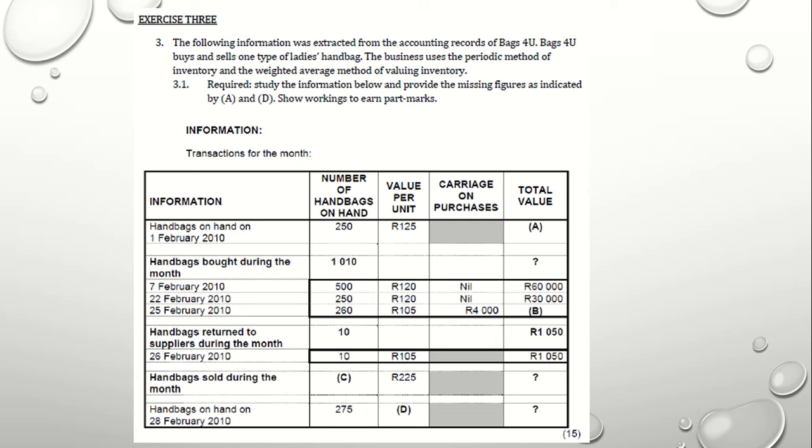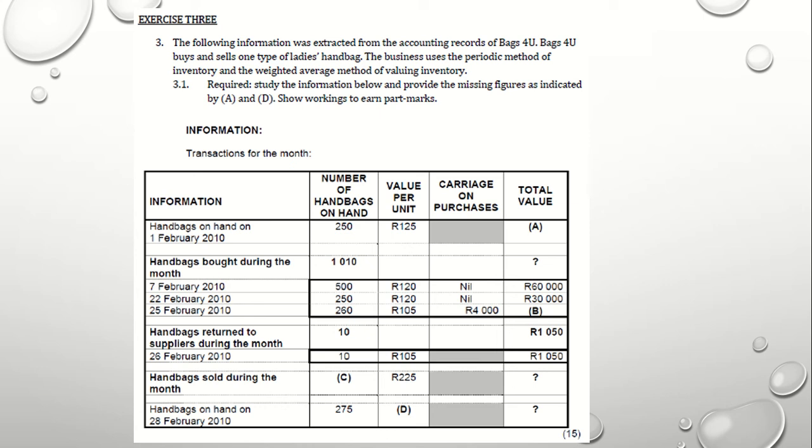Please remember, the cost price will always include your carriage on purchases. It will also include your custom duties if you do have any. All right, and for your returns, when you calculate the cost price of your returns, you don't include the carriage for those returns, because guys, if goods were delivered to you, when you return them back, that delivery cost, you can't claim it back. It's gone.